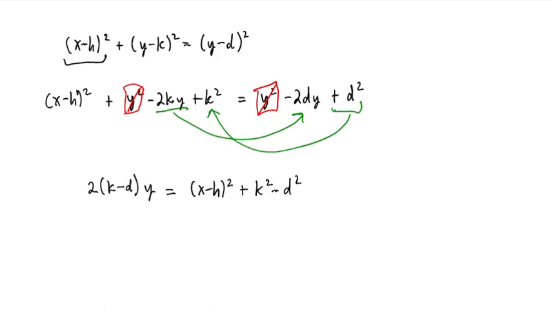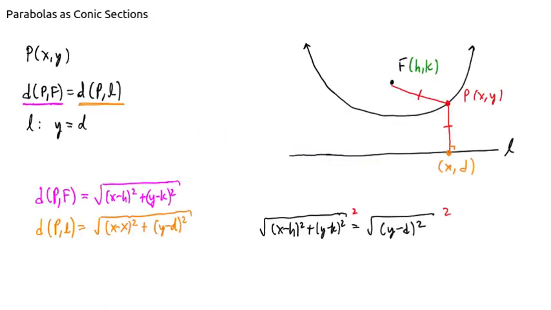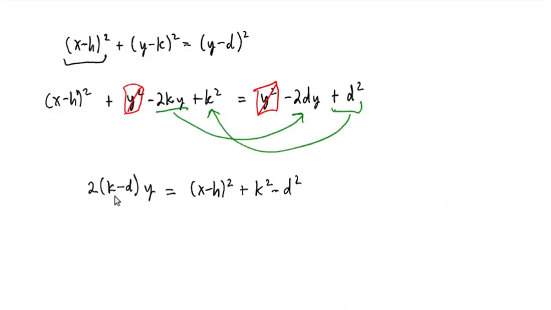If we go back to our picture, k is the height of the focus, d is the height of the directrix, so these are both in the y direction. Of course, if these two have the same height, then we're not going to get a parabola out of this. We're just going to get a line. So to get a parabola in the first place, k and d have to be different numbers. They can't be the same number. That tells us that k minus d is not 0.